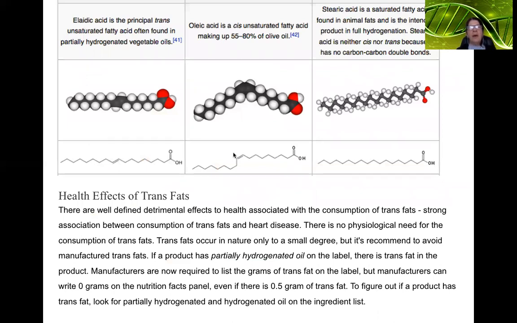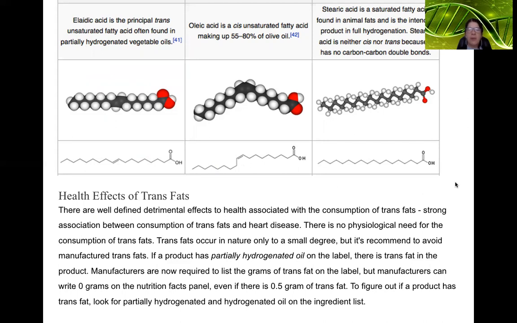And here are some other model representations of a trans and a cis unsaturated fatty acid. This is a saturated fatty acid. This is a cis unsaturated fatty acid, and this is a trans unsaturated fatty acid.